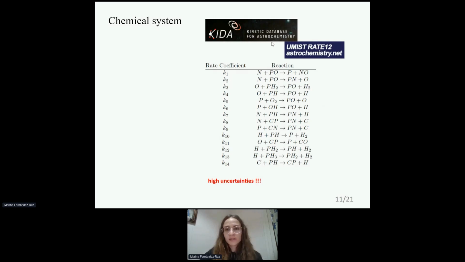They come from these databases called KIDA and UMIST. And the problem is that they are just estimations. They are very uncertain. We don't really know the exact value. There is one exception, that is the 6, that was calculated by Juan García de la Concepción and collaborators at our center, and they calculated it with theoretical methods. But the rest of them haven't been calculated or haven't been measured experimentally. So this is the main issue.